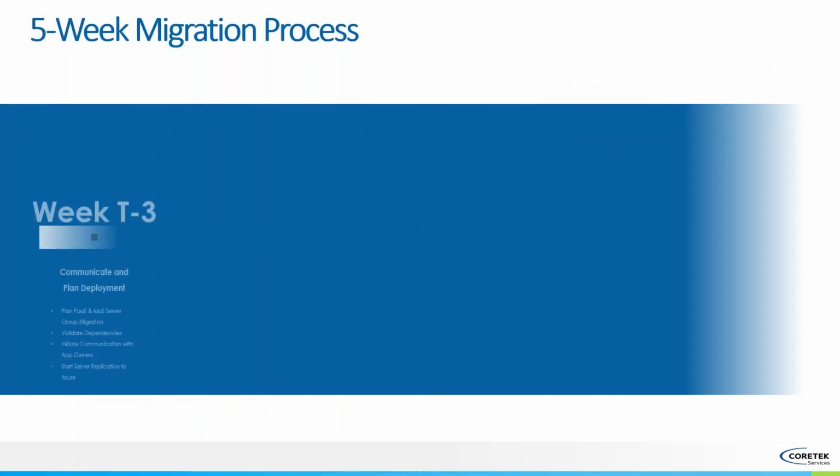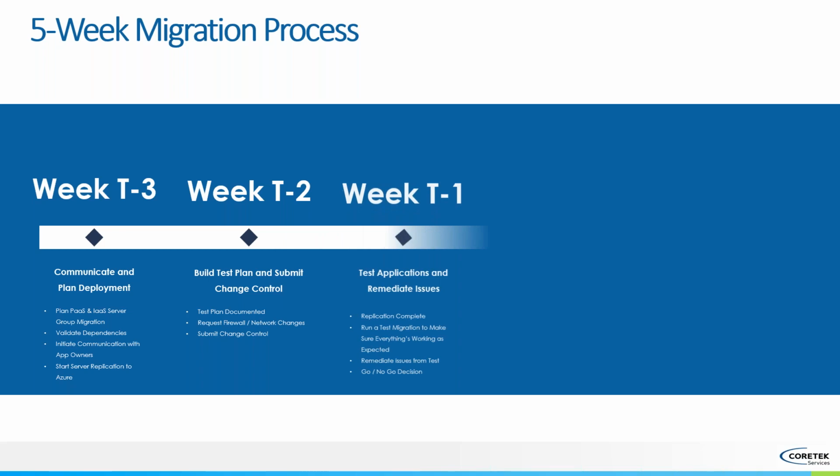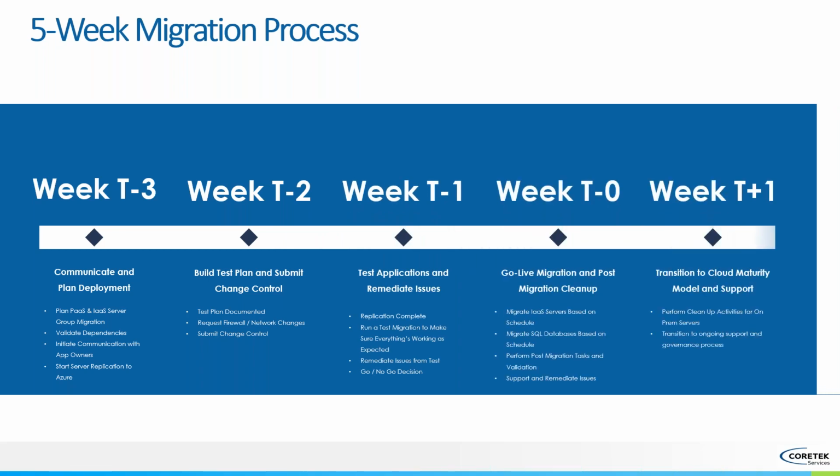When we look at a migration process, Coretek has a 5-week migration process that we leverage. Sometimes we'll shorten this up for smaller migrations, but again, we're talking about complex, bigger migrations. Ultimately, what you do is you define migration groups, and you stagger them through this 5-week process. So depending on the size of your organization, the size of the migration build groups, you'll always have a set of servers or a set of infrastructure running in each of these different weeks.